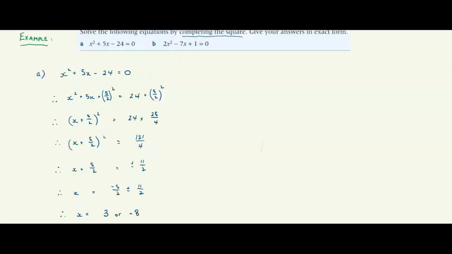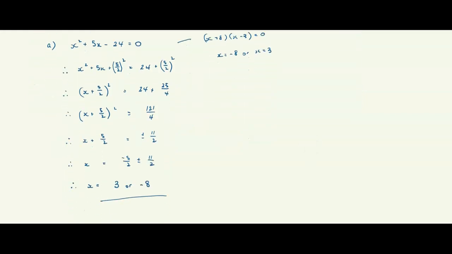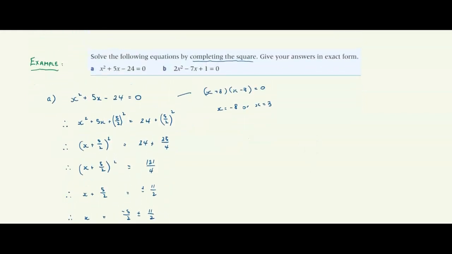3 or negative 8. Now if we'd factorized it, we would have got x plus 8, x minus 3 equals 0, and gone straight there to x is negative 8, or x is equal to 3. So we got there in 2 steps, but we didn't have that choice. We had to complete the square.